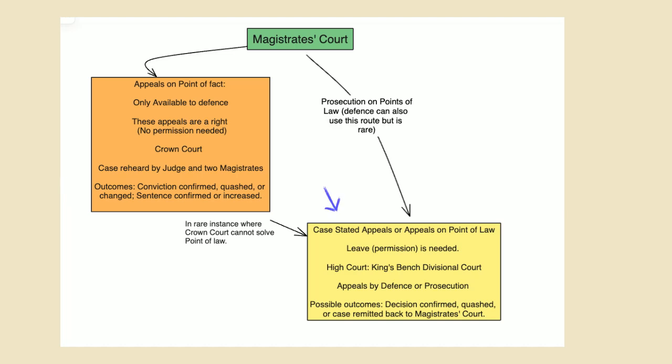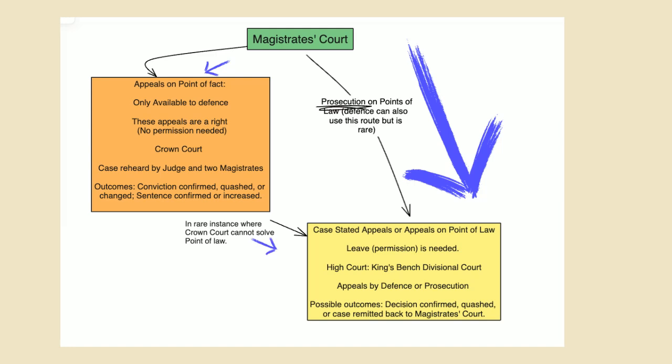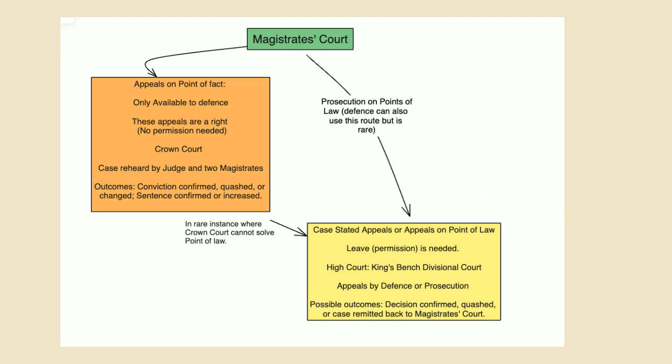On the right, we have case-stated appeals on points of law, which are more complex. These appeals require permission, meaning the applicant, either the defense or prosecution, must obtain permission to proceed. While the defense can appeal directly to the High Court, King's Bench Division, the normal route of appeal for the defense is through the Crown Court first. Since the prosecution cannot appeal to the Crown Court, they would usually have to appeal directly to the High Court. However, appeals on a point of law are rare because they must involve a legal issue. In most cases, once the Crown Court makes a decision on the appeal, it will not progress any further.